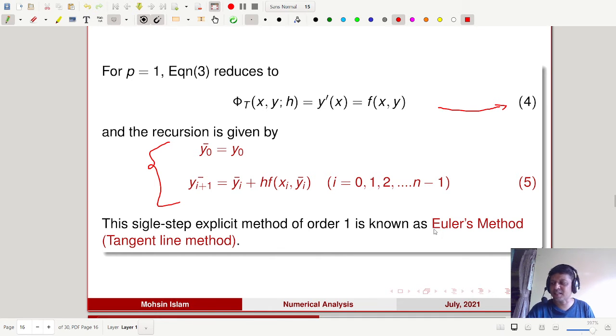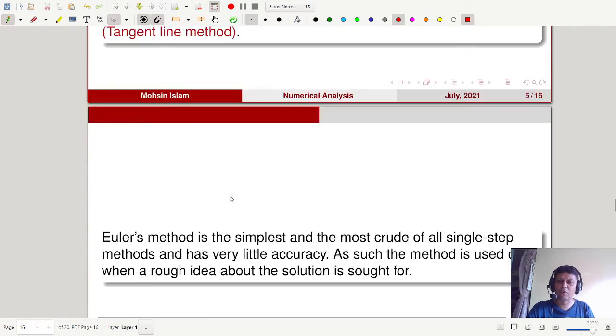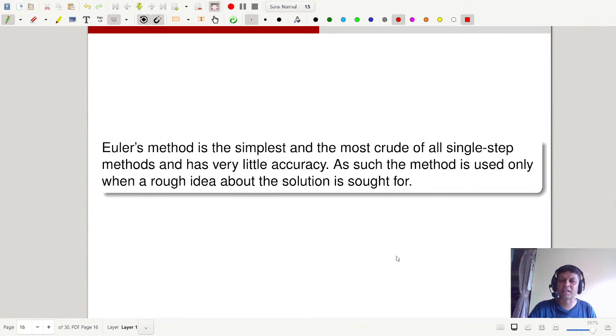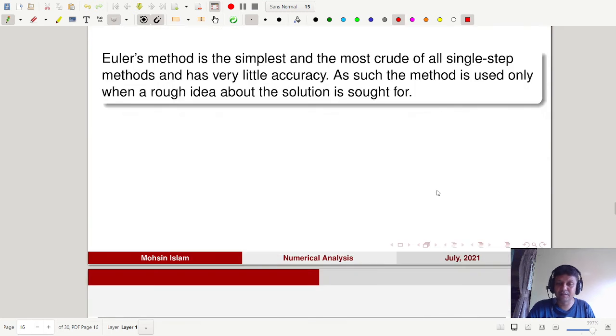Okay, this is a single step explicit method, and this is the formula for Euler's method. Now Euler's method is the simplest and the most crude of all single step methods. Simple method, but it is crude and has very little accuracy. As such, the method is used only when you have a rough idea about what the solution is. So if you have a rough idea of the solution, then you can apply Euler's method. Otherwise, don't.